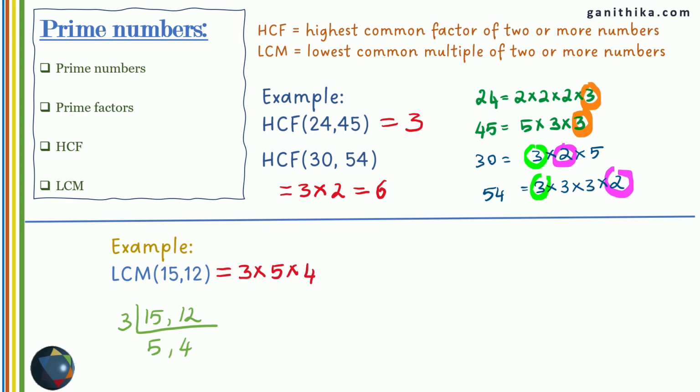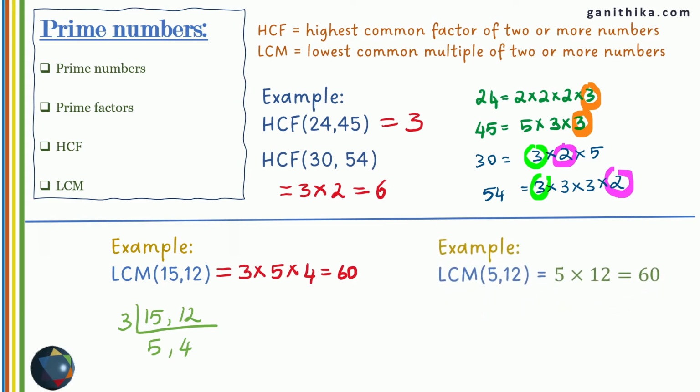You stop at 5 and 4 because there is no common factor between 5 and 4. So you stop the division there. So the numbers that you have to choose are 3 and 5 and 4. Just multiply them all. You will get the least common multiple of 15 and 12, which is equal to 60. So if you start finding the multiples of 15 and finding the multiples of 12, the first number that is common to both the multiples will be equal to 60.